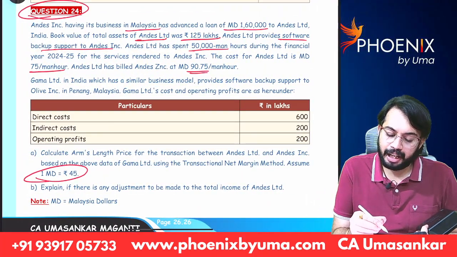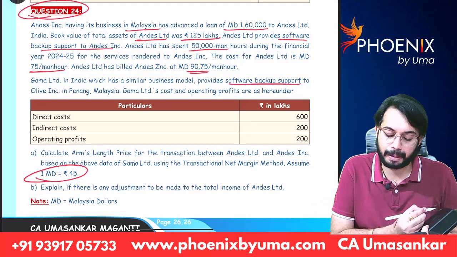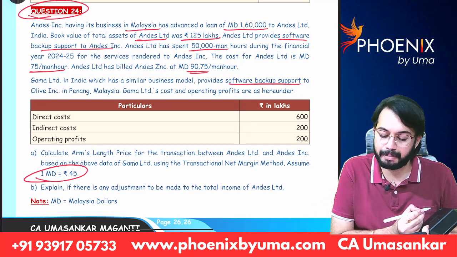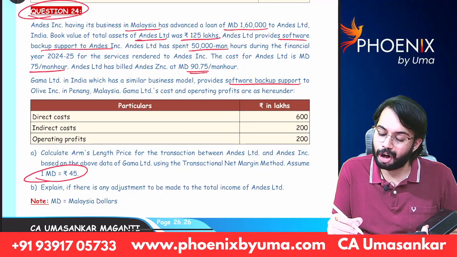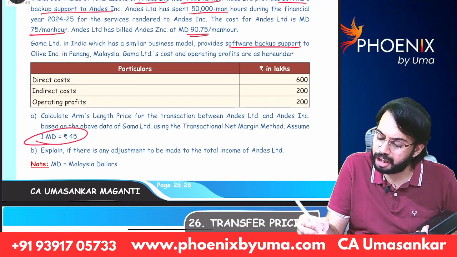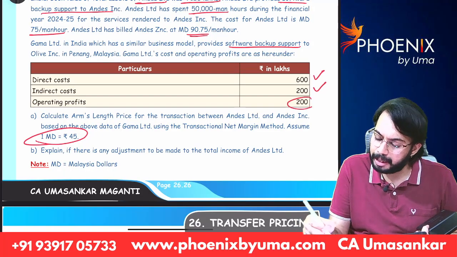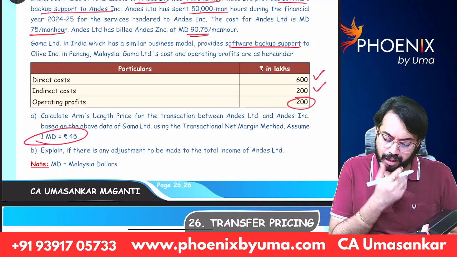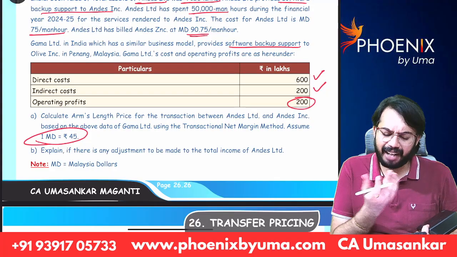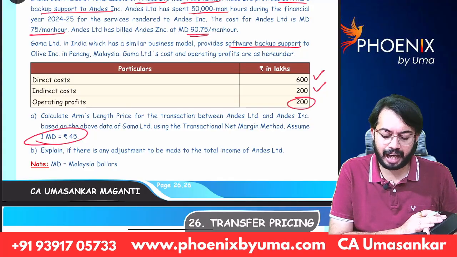Gamma Limited in India, which has a similar business model, provides software backup support to Olive Inc. in Penang, Malaysia. Gamma Limited's cost and operating profits are as under: direct cost 600, indirect cost 200, operating profit 200. So can we calculate operating profit margin? We can calculate.